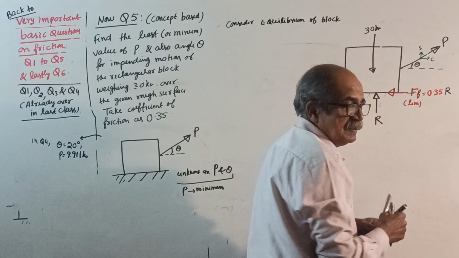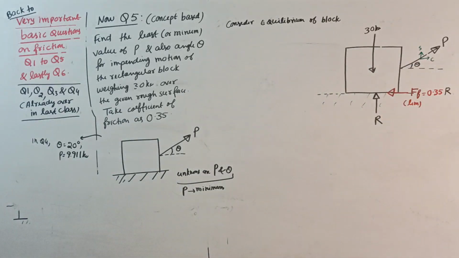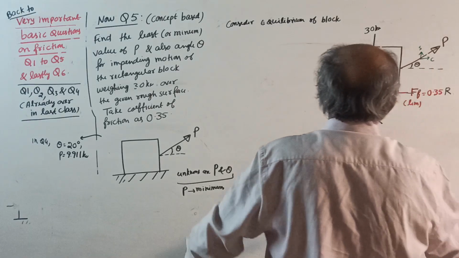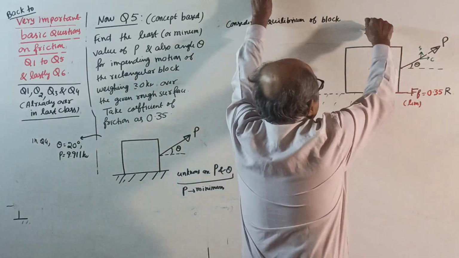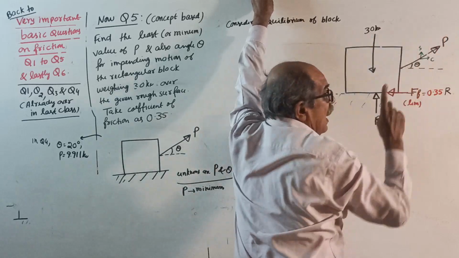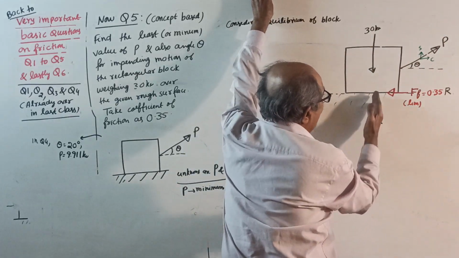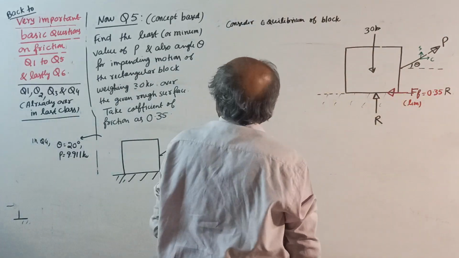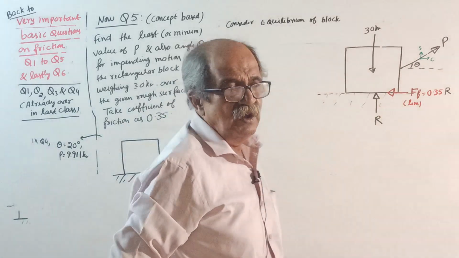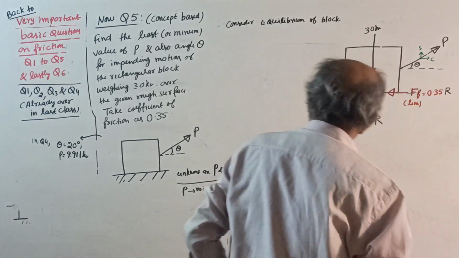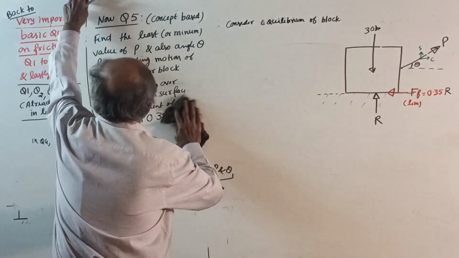One minute, I'll check the board once, if everything is clear or not. Okay, everything is clear. See, this is the free body. 30 kilonewton and P are action. R and FF are reaction. Okay. Now, this I will remove. I want a little more space this time.